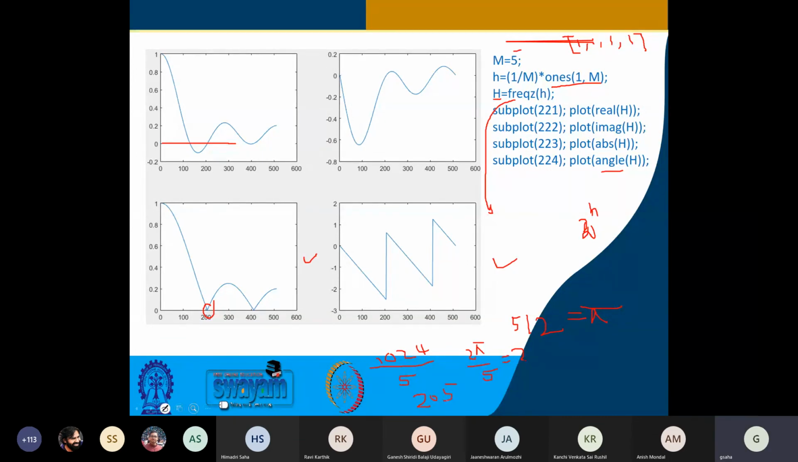It is 205 kind of thing. Do you get my point? Are you all with me in this calculation? Yes. So this is what you see here. Then your 4 pi by 5 will be multiplied by 2, that is 410 kind of thing. That is this point you see over here. And this is your pi, which is your 512, and then it goes on.